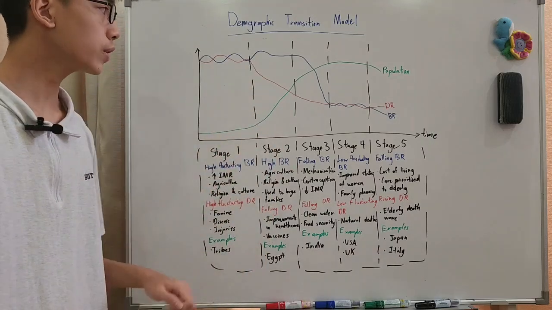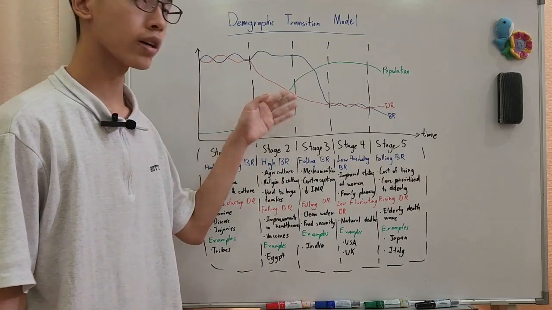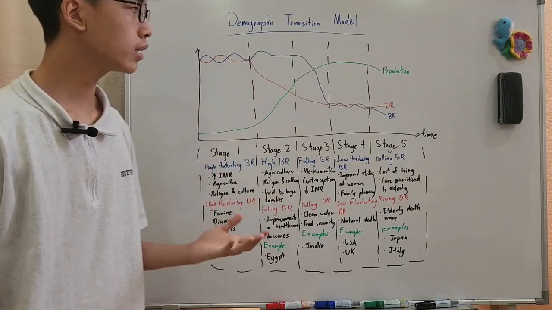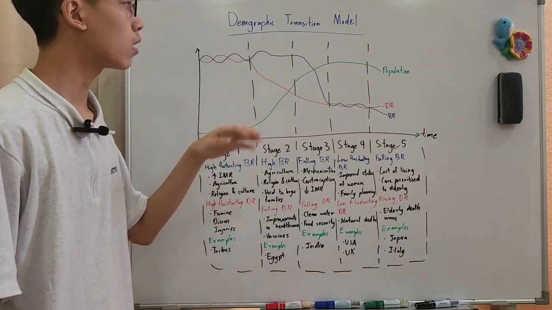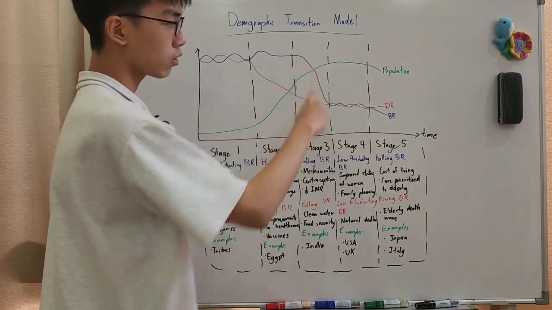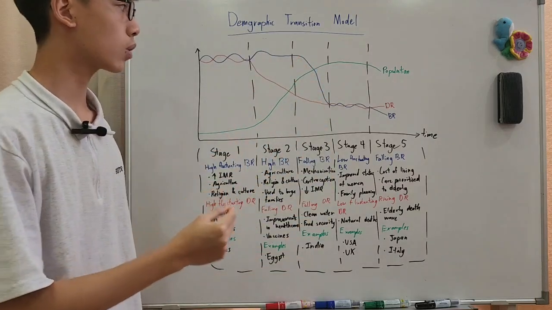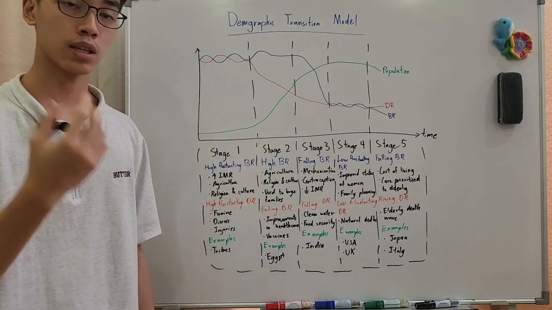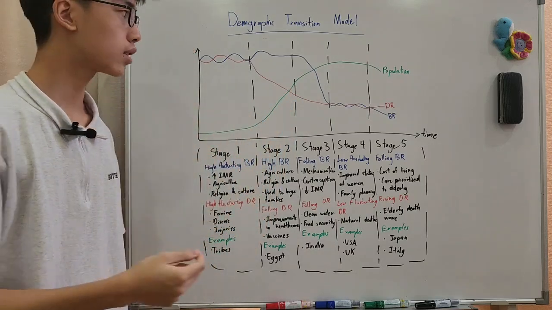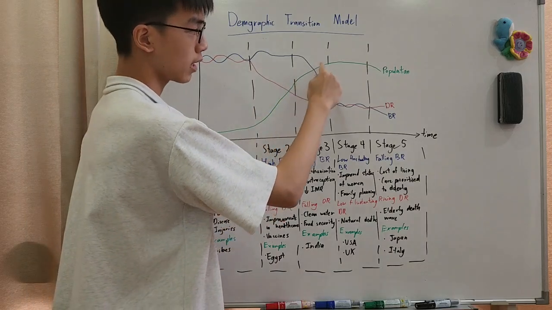Then you move on to stage 3, where your death rate continues to fall but at a falling rate, whereas your birth rate also begins to fall now. This means the gap between your birth rates and death rates starts to shrink as well, so your population still grows because there is a gap, but it increases at a decreasing rate. As you can see here, it's starting to flatten out.